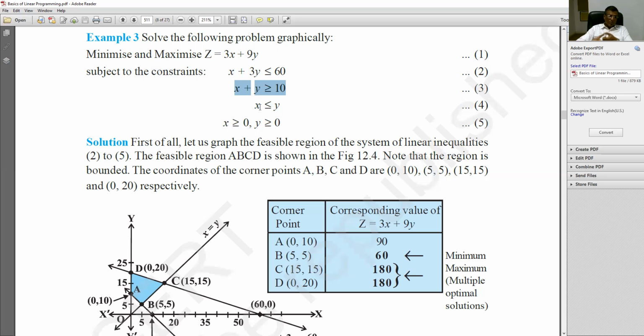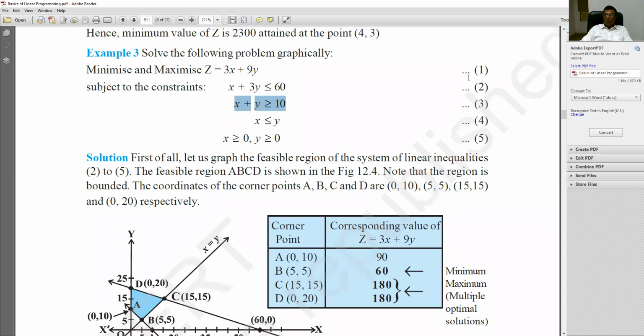You can write this also: x is less than or equal to y. This is equation 3. Here we have equations 1, 2, 3, 4 in Roman numerals. You have written x plus 3y is equal to 60 as 1, x plus y greater than or equal to 10 as 2, and x less than or equal to y as 3.